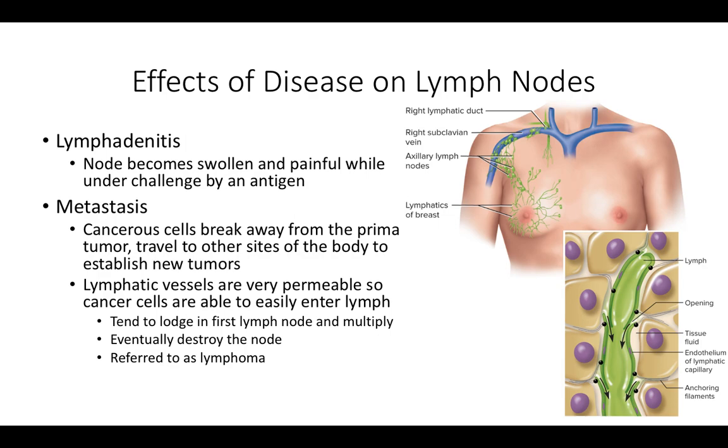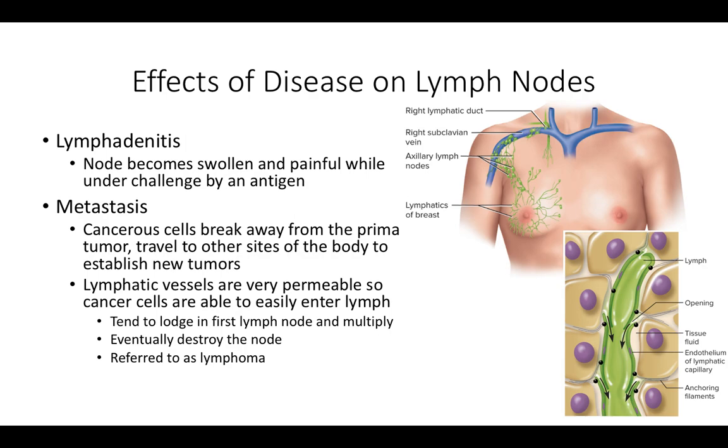Effects of disease on the lymph nodes. So lymphadenitis is basically when your lymph nodes are combating some sort of antigen and they become swollen and painful. So if you have a sore throat and you palpate the lymph nodes that are in your throat or your cervical region and you feel that they're swollen, that's because they're being challenged by an antigen.